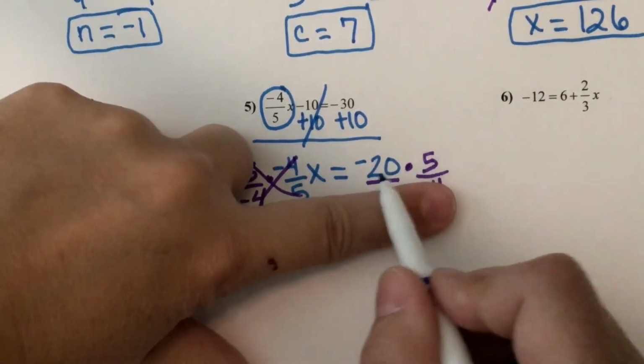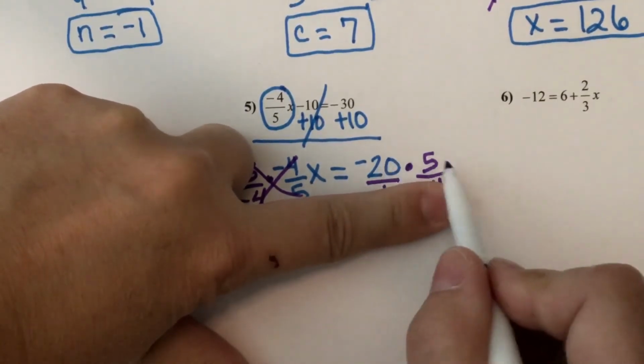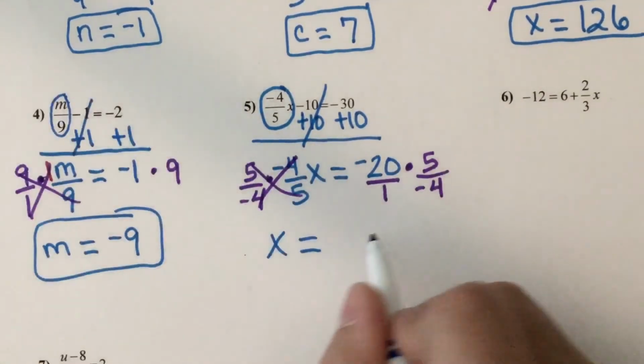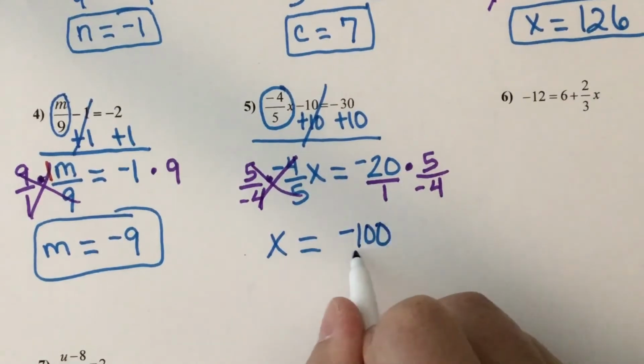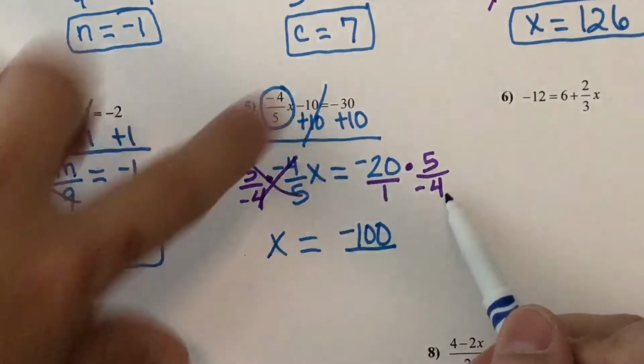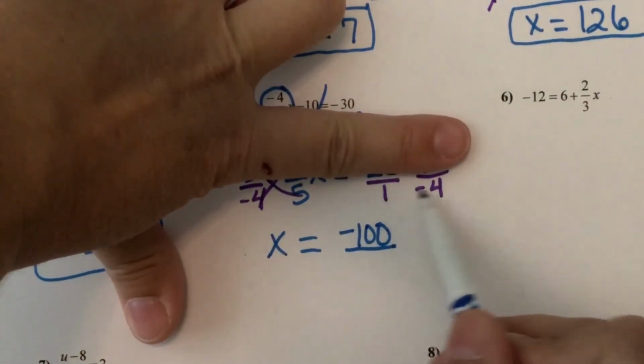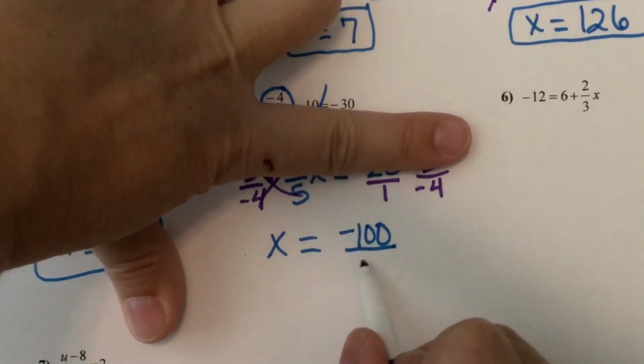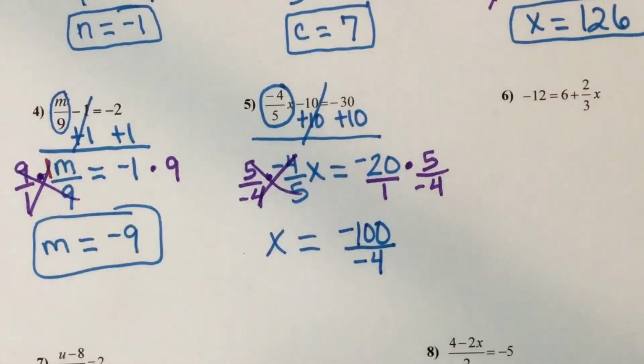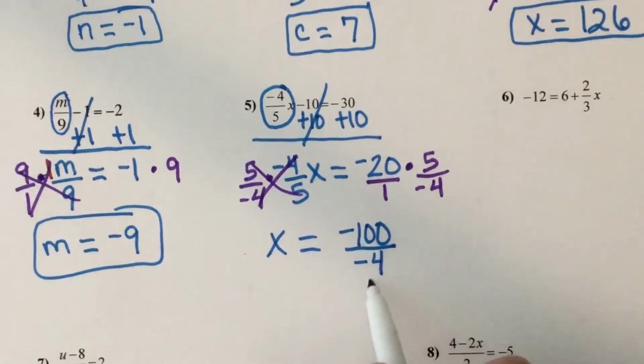So if I multiply negative 20 times 5, that makes a negative 100. I put my division bar. Then I multiply the denominators, 1 times negative 4, and that makes negative 4. And then I'm going to take my negative 100 and divide by negative 4, and this makes 25.